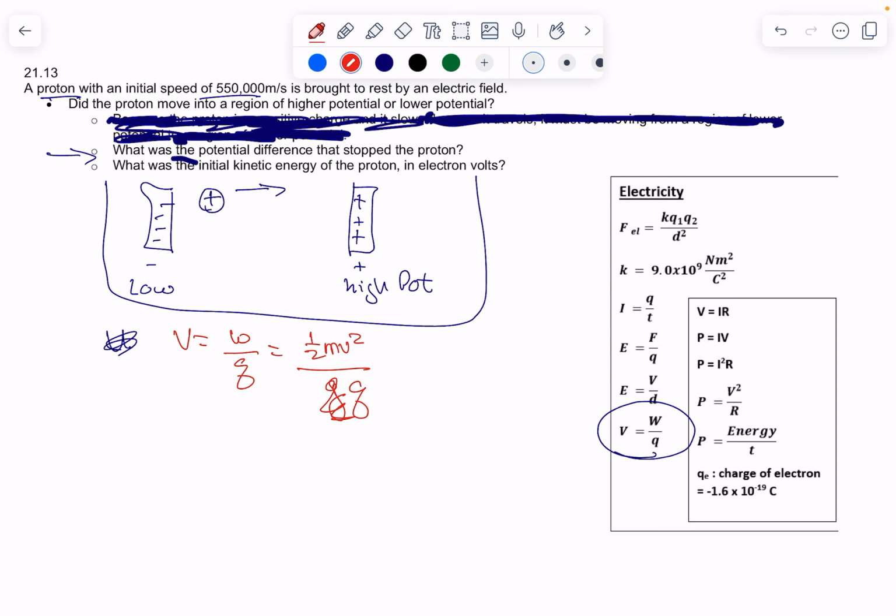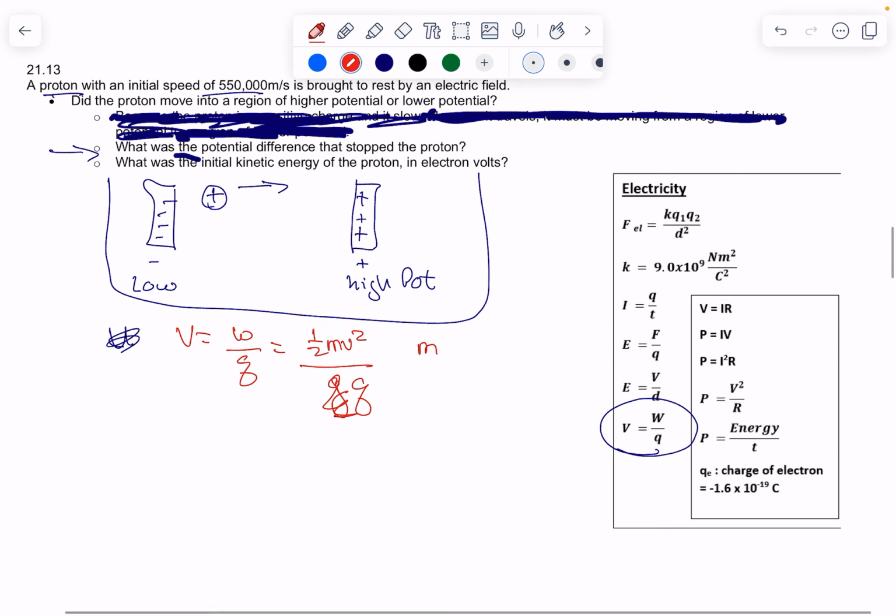So you know the mass. Actually, you may not know. You need to know the mass of a proton. You could look it up in a book, but I'll just give it to you. What is the mass of a proton? I wrote it down. The mass of a proton is 1.67 times 10 to the minus 27th kilograms.